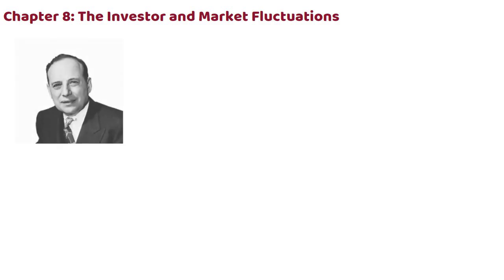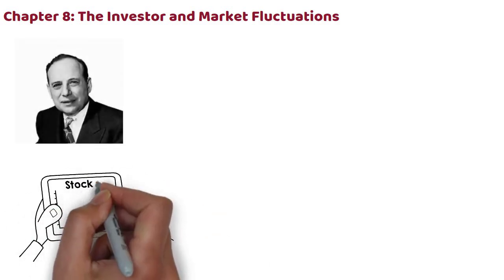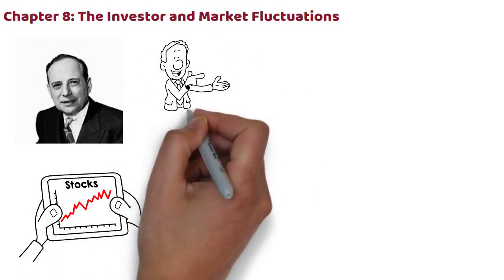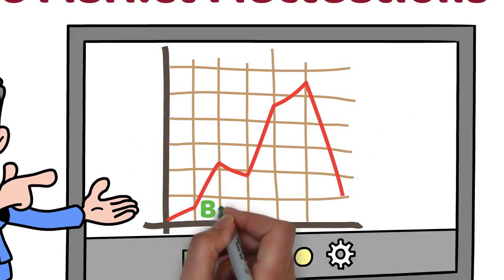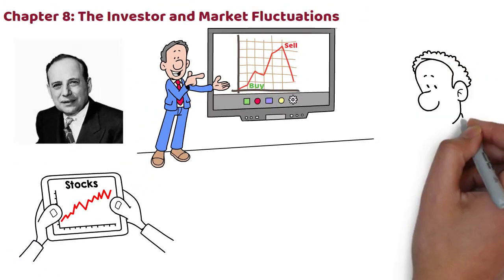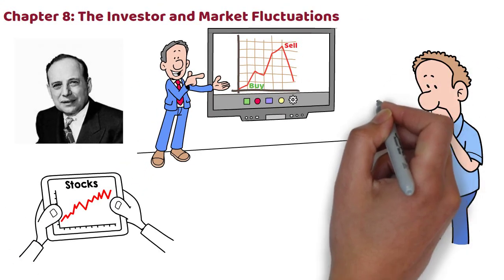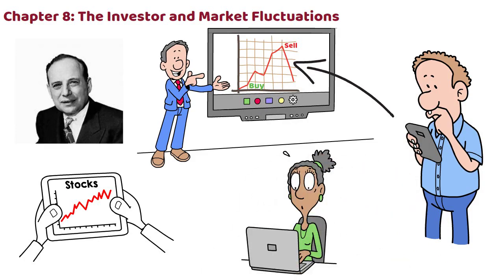Graham introduces the concept of Mr. Market, a metaphor for the stock market's daily fluctuations. He advises investors to take advantage of Mr. Market's irrational behavior by buying when prices are low and selling when they are high. Graham emphasizes the importance of staying calm during market volatility and not letting emotions dictate investment decisions.